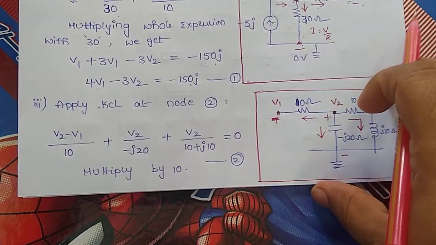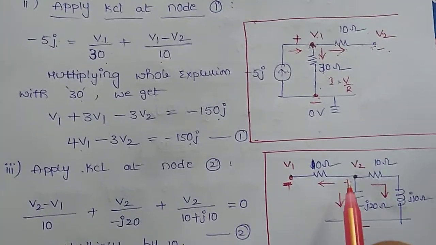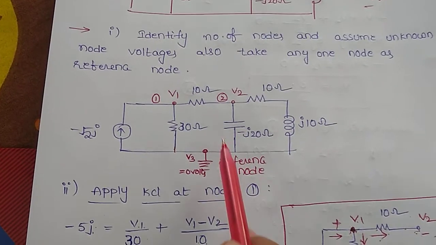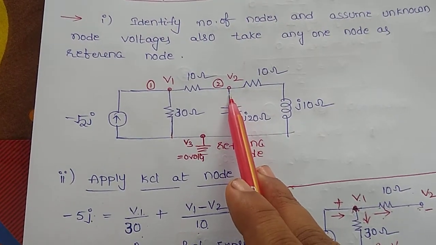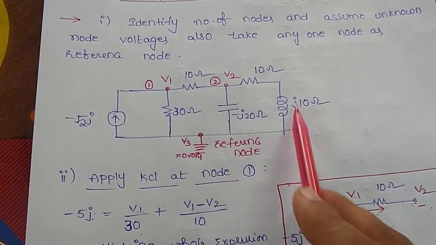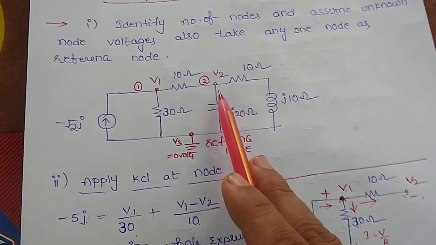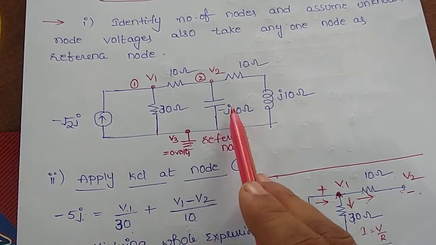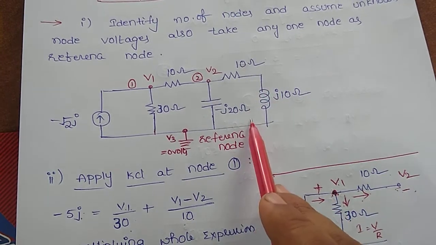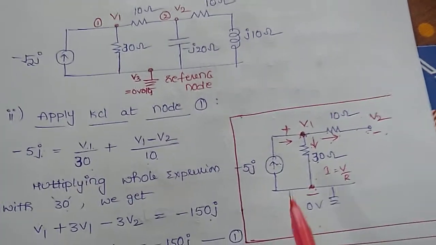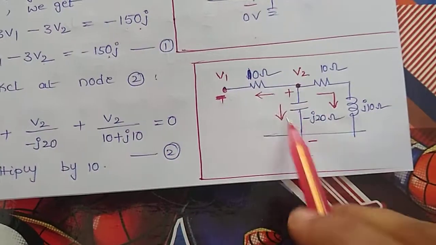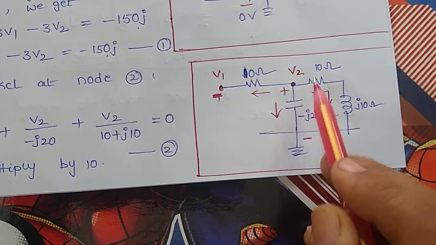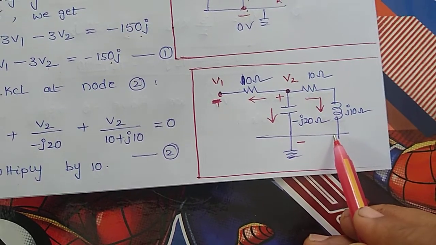Similarly, I am going to apply KCL at node 2. So here coming to this network, at node 2 I am going to apply KCL. Just I am going to consider the elements which are connected to node 2. So how many elements connected here? 1, 2 and this is series combination. 3 elements connected. So just I am going to draw those 3 elements. 1, 2 and this is series combination of elements.